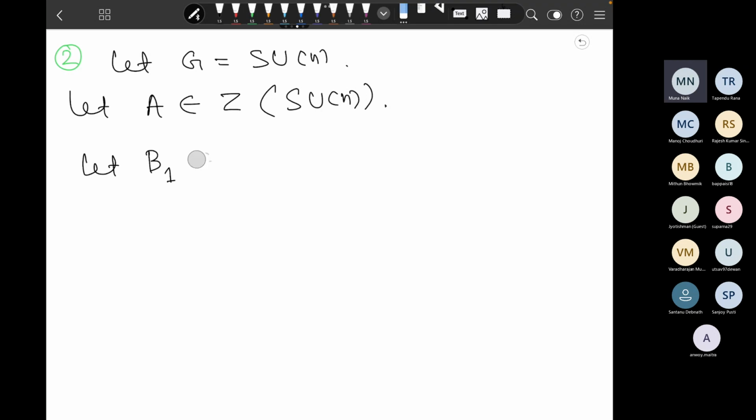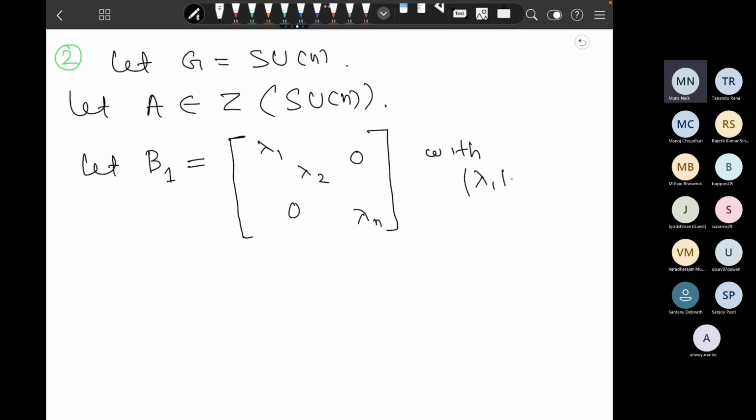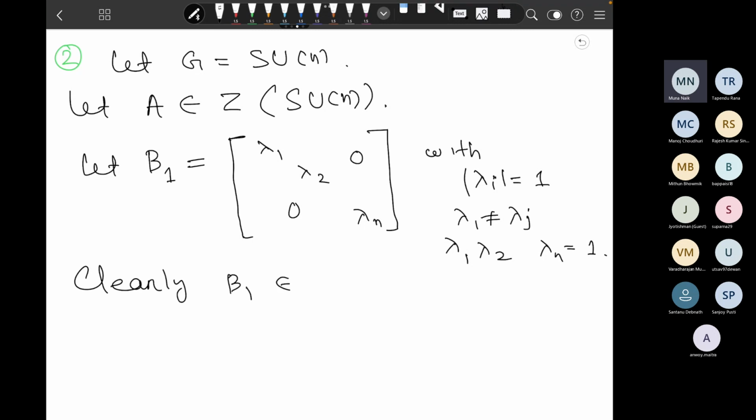Let B1 be equal to diag(λ1, λ2, ..., λn). You have to apply the same strategy. Now take λ1 to λn with |λi| = 1 and λi not equal to λj, and here there is a condition that λ1 λ2 ... λn should be 1, because clearly B1 belongs to SUn.